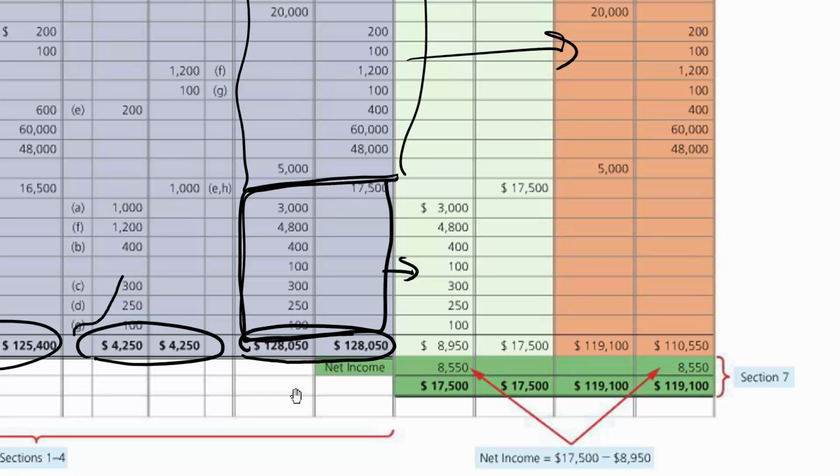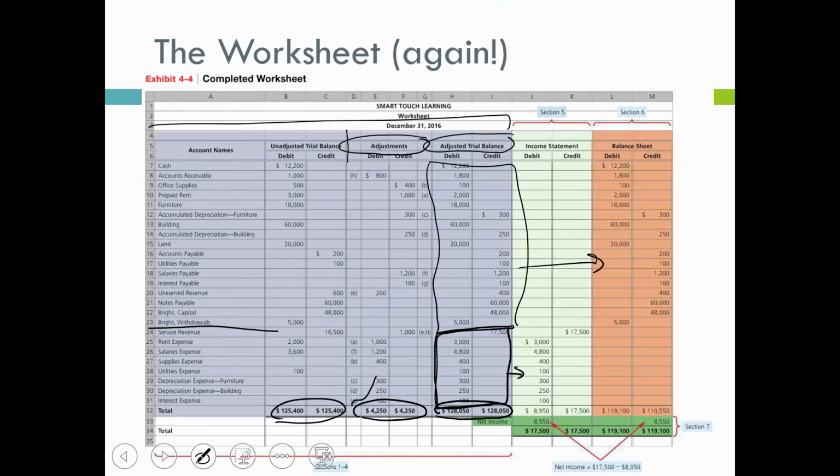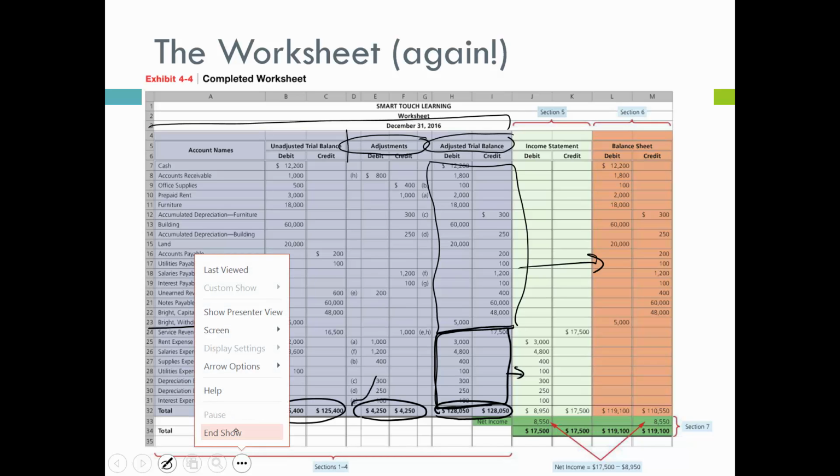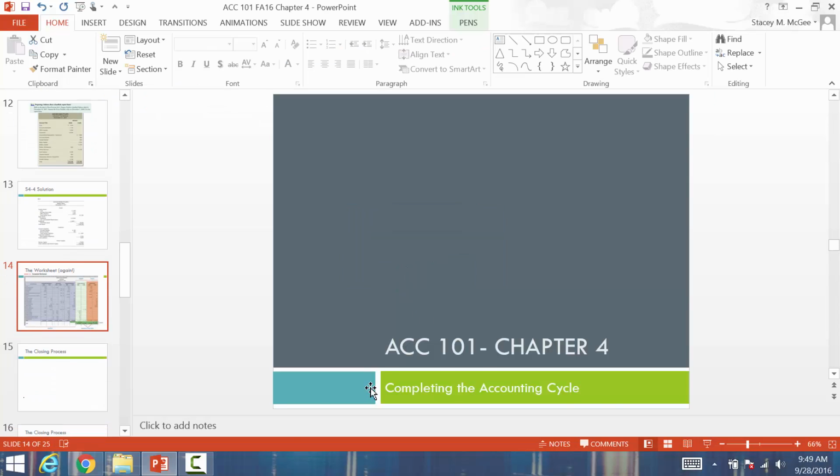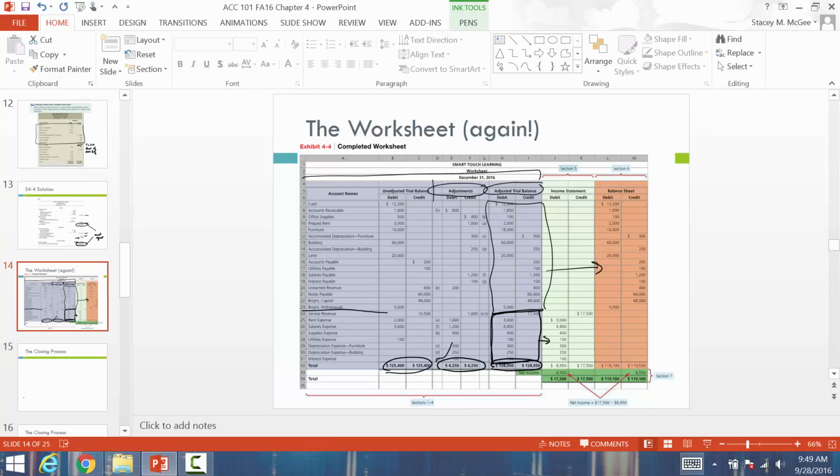So that is the worksheet. And again, I think that'll make a little bit more sense when you're actually doing it. So I'm going to cut this off here so it doesn't get too long, and then I'll come back with the closing entries.